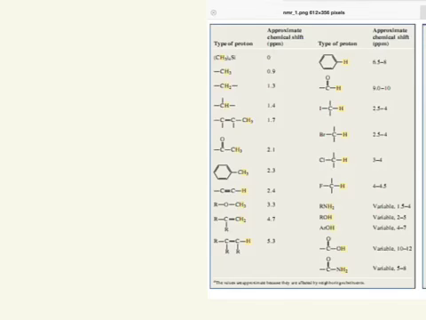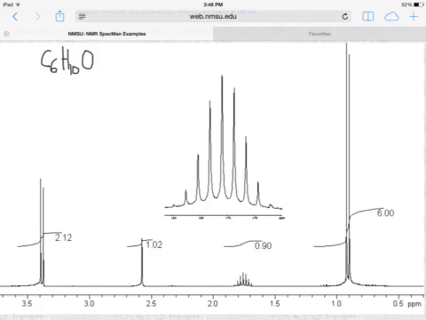So what we have to do is look at the shifts and the splitting. This is a very handy table to refer to. This is table 14.1 in your book. It's called Approximate Values of Chemical Shifts for HNMR. I'm going to draw your attention first to these methyl hydrogens here, which have an approximate chemical shift of 0.9.